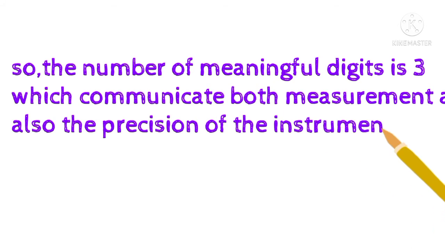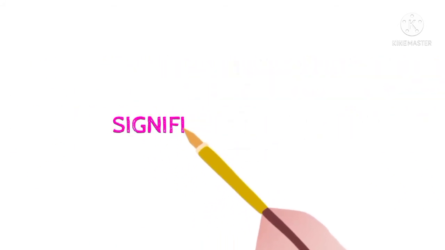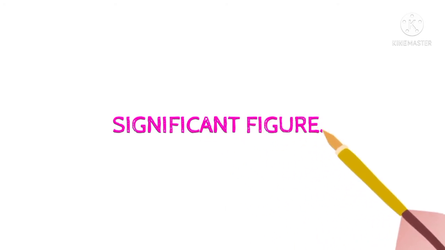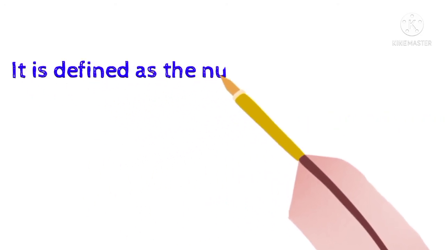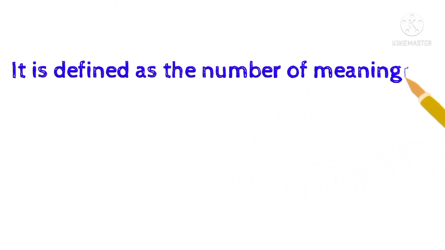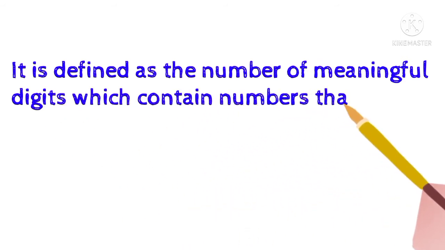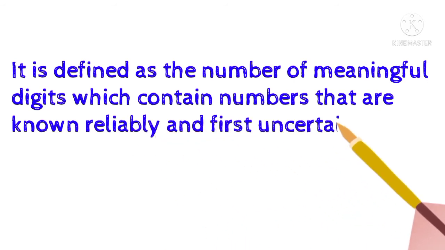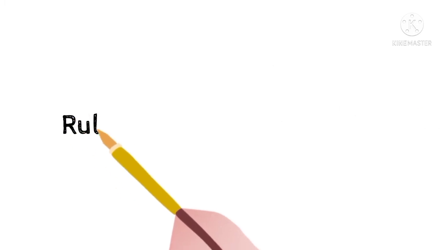From this activity, we come to know it is denoting significant figures. As students, we are going to learn about significant figures and their rules in this section with simple examples. It is defined as the number of meaningful digits which contain numbers that are known reliably and the first uncertain number. This is known as significant figures.